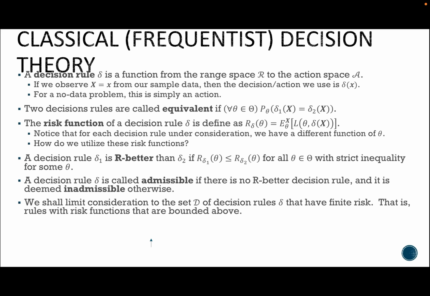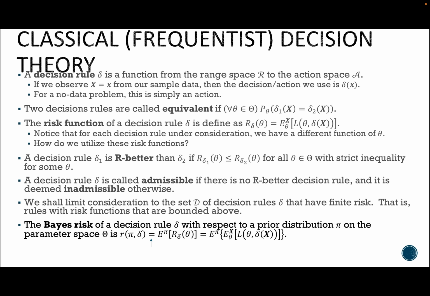We're going to look at one last part of decision theory that classical decision theorists might employ. And this represents the classical decision theorists dipping their toe into doing things from a Bayesian point of view. So, the Bayes risk.